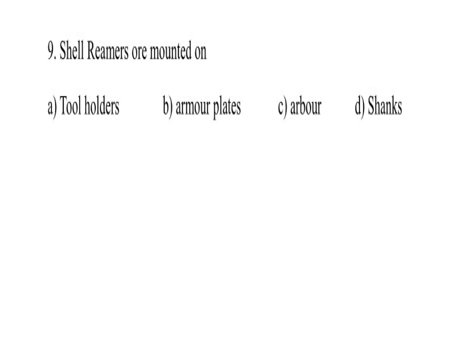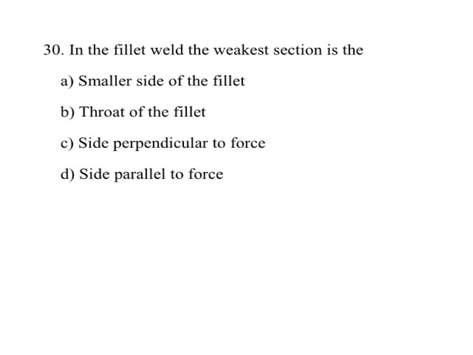Cylindrical reamers are mounted on an arbor. In the fillet weld, the weakest section is the smaller size of the fillet, no, throat of the fillet. B is the answer.